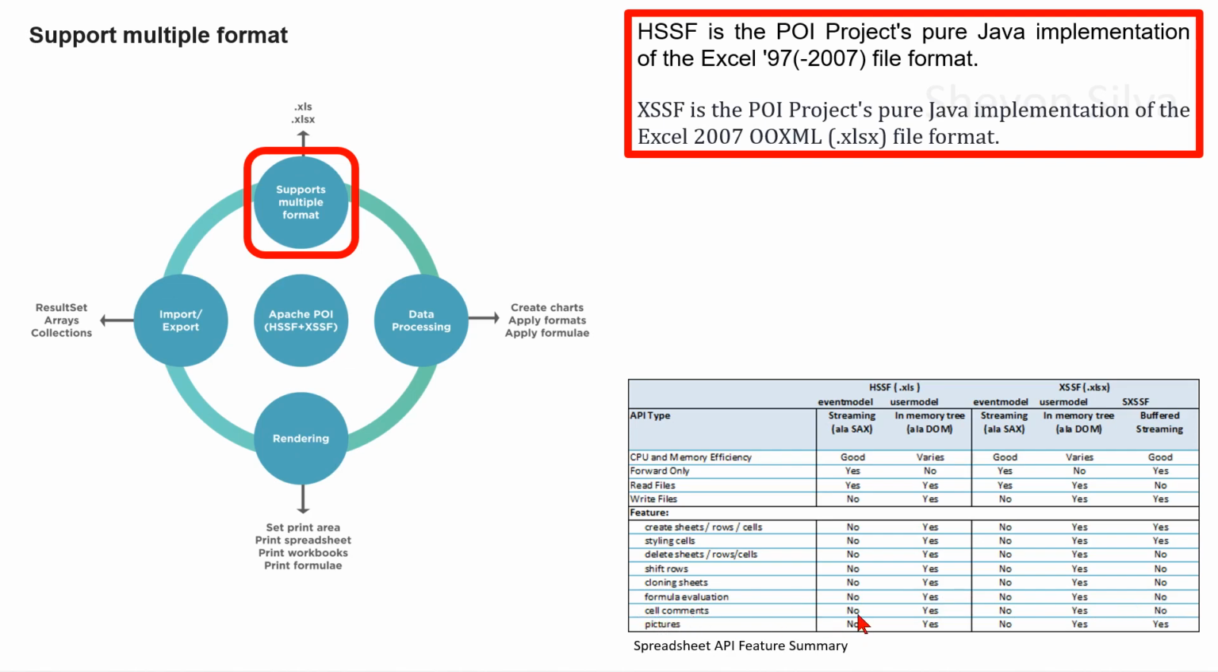Cell comments: event model in HSSF no, user model yes; event model in XSSF no, user model yes; and SXSSF no. Pictures: event model in HSSF no, user model yes; event model in XSSF no, user model yes; and SXSSF yes. As an example, we can consider this code segment.